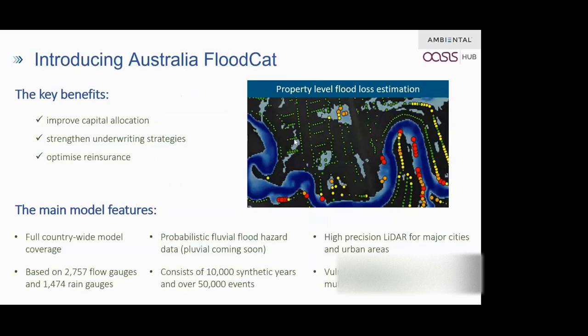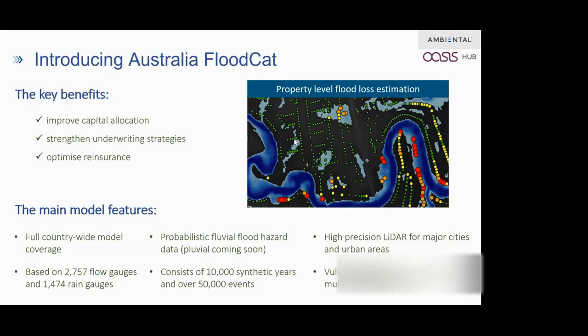Right, so we talked about what a CAT model is and what the components are which go into building a CAT model. We haven't yet discussed the outcomes of the CAT model, which we will keep as a placeholder for now. So what does Ambiental Australia Flood CAT offer? I've mentioned the key benefits here, and mainly I want to focus on the model features. In the previous slide, we saw the importance of hazard and exposure, because these two are the main ingredients that impact the financial loss estimation results.